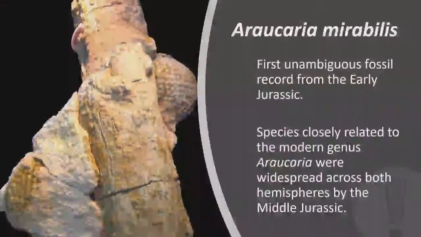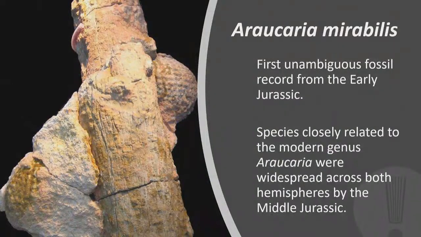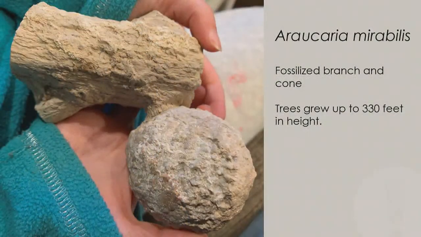But this is a first unambiguous fossil. Its first unambiguous fossil records from the early Jurassic, closely related to the modern genus of Araucaria, which are widespread across both hemispheres by the Middle Jurassic. There's a picture of my daughter holding that first fossil that I showed you. Fossilized branching cone. These trees grew up to 330 feet in height. Pretty tall. Huge. Much taller than any tree we have around here.